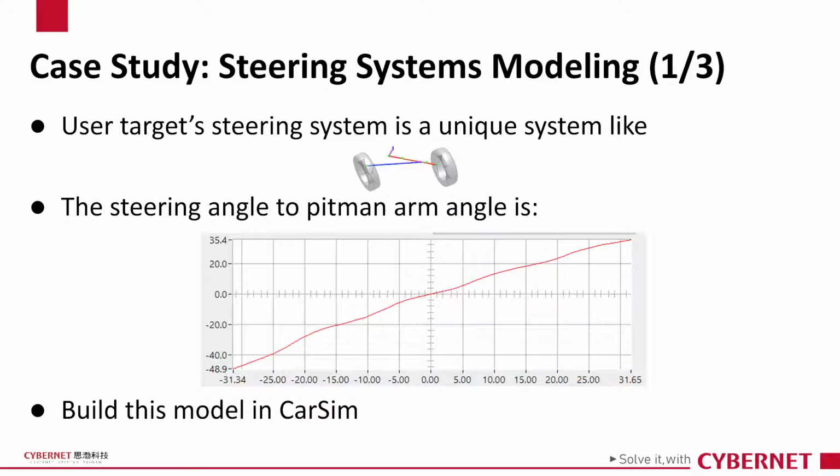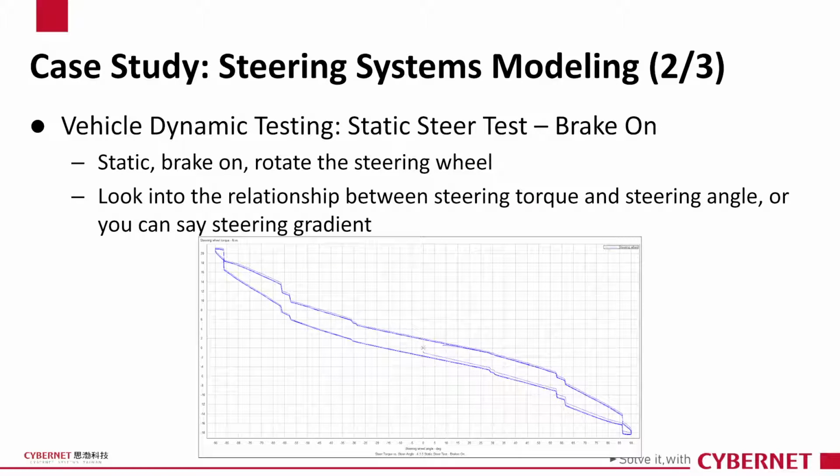After modeling, we test this vehicle with the vehicle dynamics test, static steer test with brake on. The procedure is that the vehicle is static with the brake on and we rotate the steering wheel smoothly. Brake on makes sure that the vehicle is static in the longitudinal axis, so that the torque in the z-axis has a bigger impact. You can see from this graph, the x-axis is the steering angle and the y-axis is the steering torque. The key point is the slope between steering torque and steering angle.